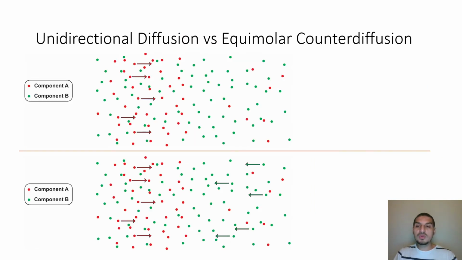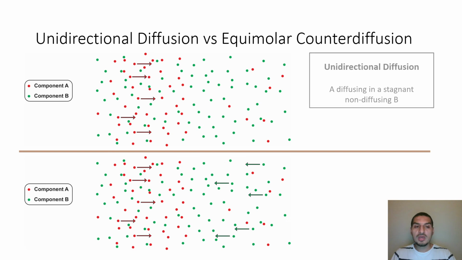To distinguish between unidirectional and equimolar counter diffusion, let's take a look at these two photos. We have two components, A and B, with two different concentrations. A has high concentration on this side, and B has high concentration on this side, and vice versa. So A is diffusing from the left-hand side to the right-hand side. If A is diffusing while B is stagnant, and we will see many cases where B is stagnant and understand why, then this is called unidirectional diffusion. The diffusion is taking place in only one direction. A is diffusing while B is stagnant.